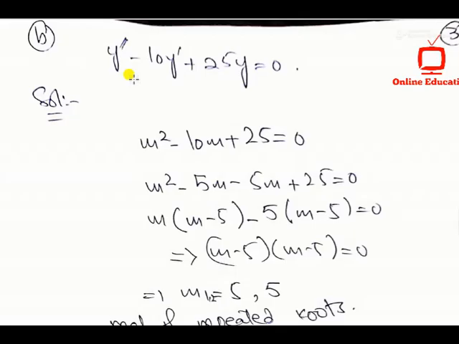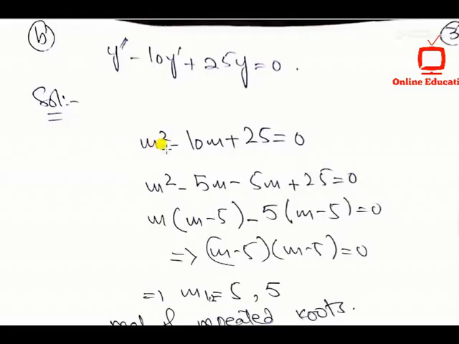Okay class, this is the second question. y'' - 10y' + 25y = 0. Again, the right hand side is equal to 0, which means we have a homogeneous equation. So the first step is to find the auxiliary equation.